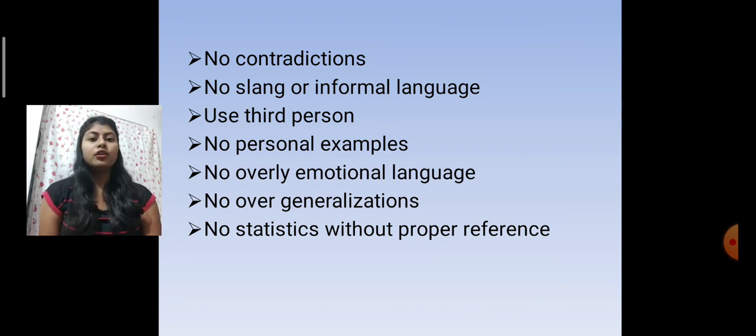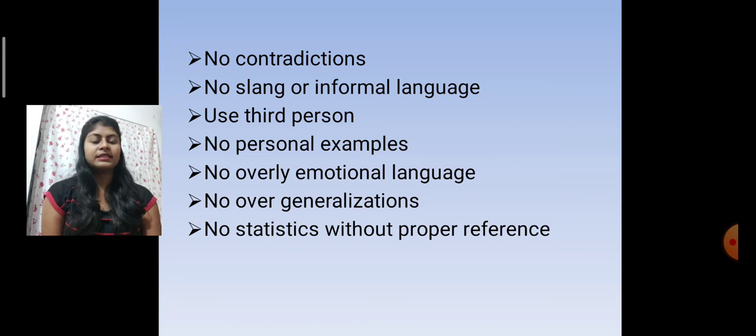No overly emotional language. No overgeneralizations. Overgeneralization means that sometimes in our writing we say that everybody knows this, everybody knows that. No, maybe some person doesn't know it. So don't use overgeneralization, just keep it general. Give simple sentences, do not write things like "everybody."